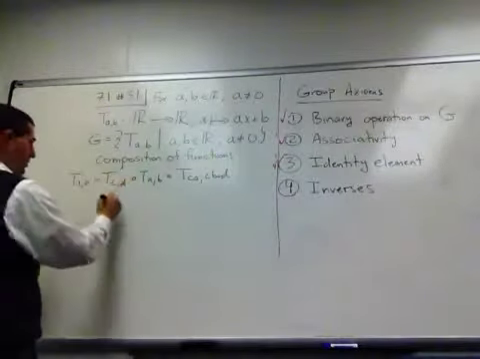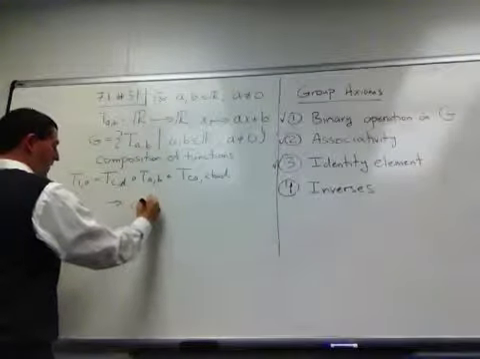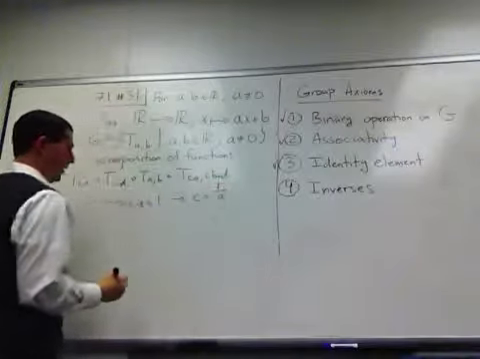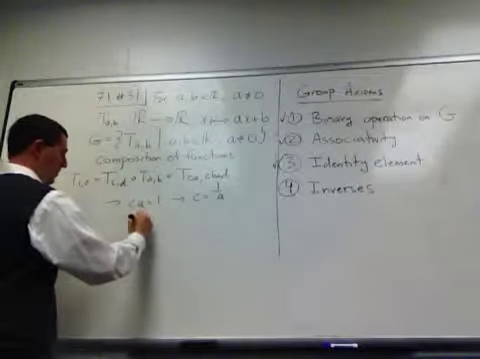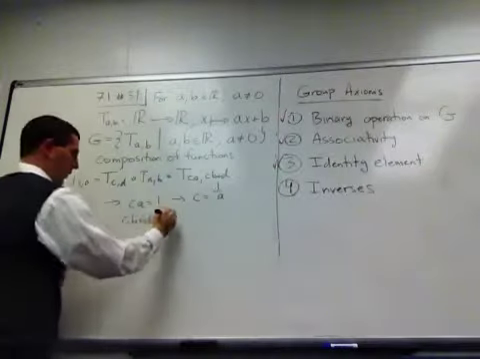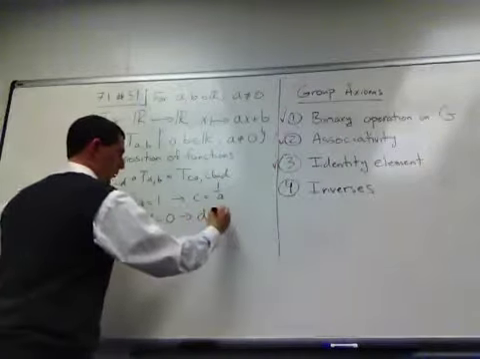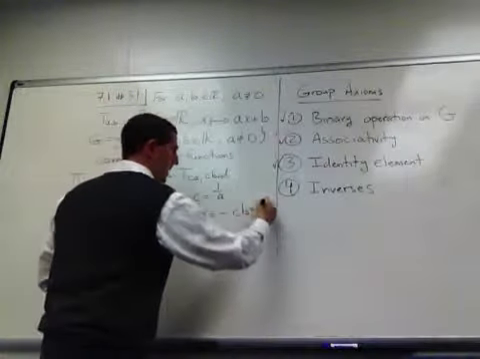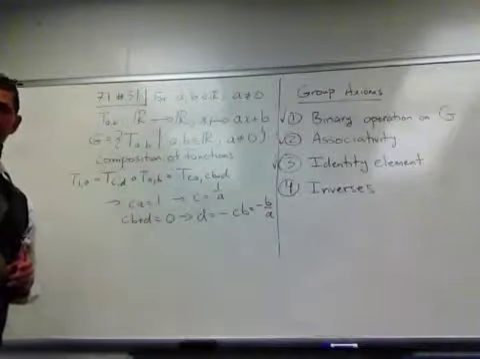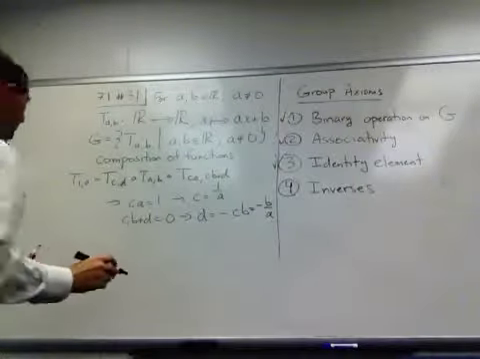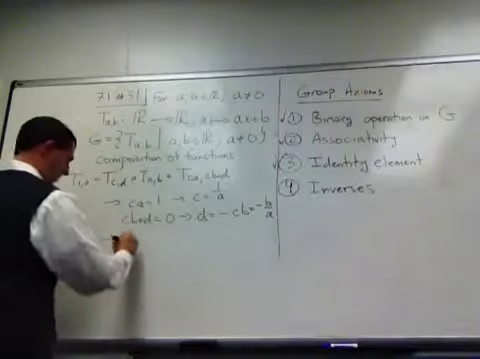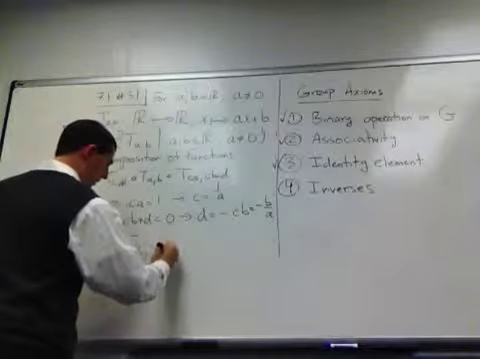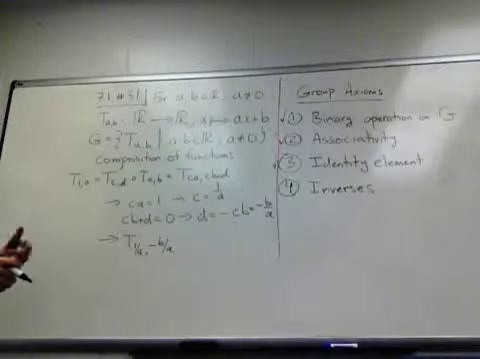Okay, so that immediately tells you that ca is going to equal 1, and so c is going to equal 1 over a, and cb plus d is going to equal 0, so d will equal negative cb, and since c we already know is 1 over a, this becomes negative b over a. Okay, so this tells us that our candidate is going to be t sub 1 over a, comma, negative b over a. Now we know it's going to work in this order.